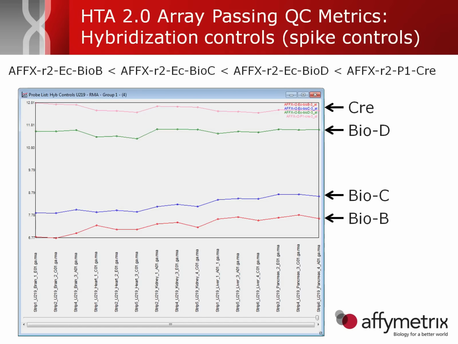The HTA array passing QC metrics for the hybridization controls, or the spike-in controls. So these have been spiked into all of the assays, and the expected behavior is that bio B should have the lowest signal estimate, followed by bio C, followed by bio D, followed by CRE. If this is not the case, then perhaps something has gone wrong and you should further investigate what is going on on the array.